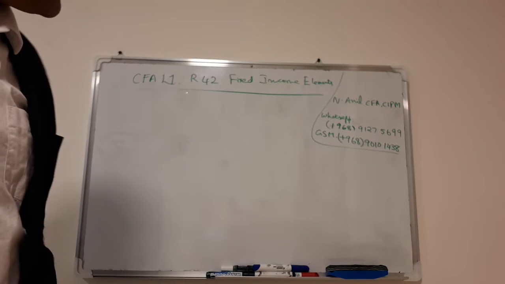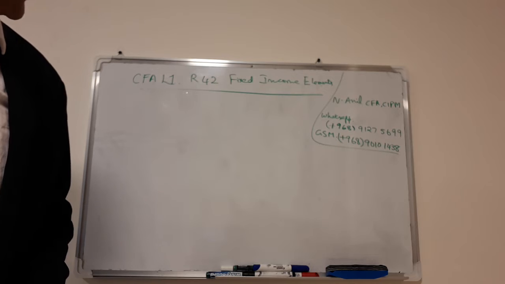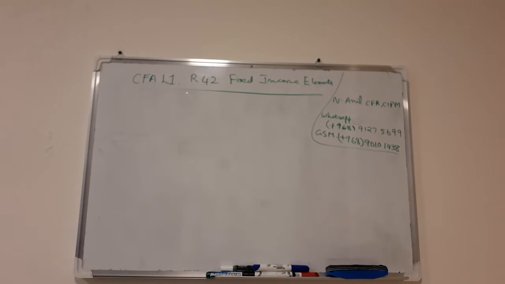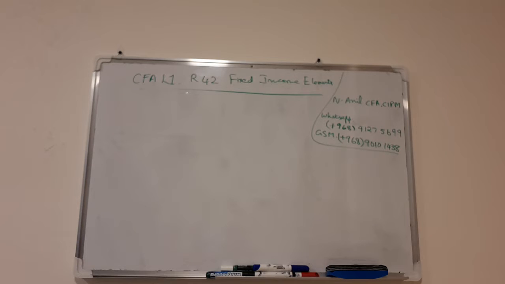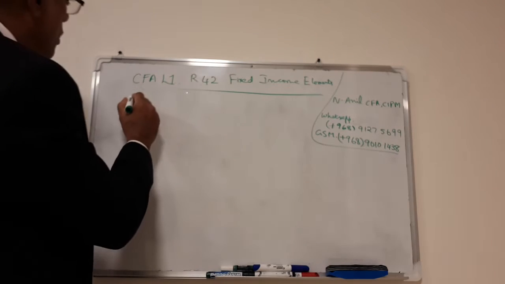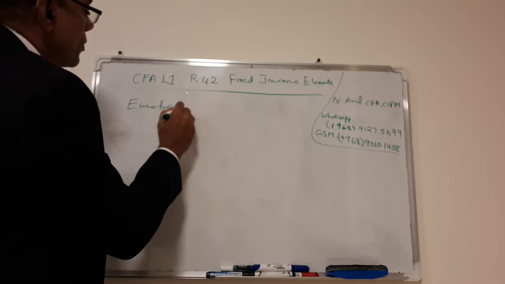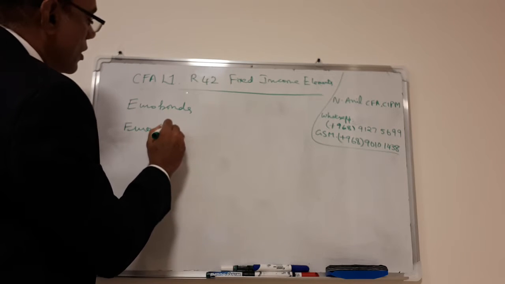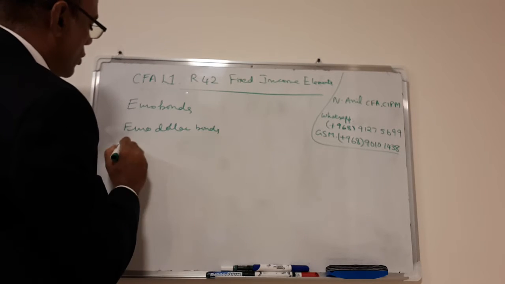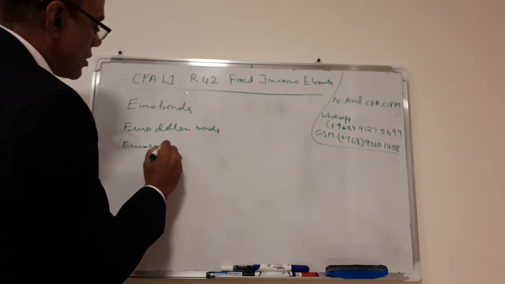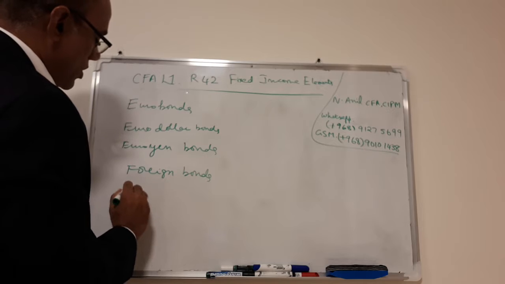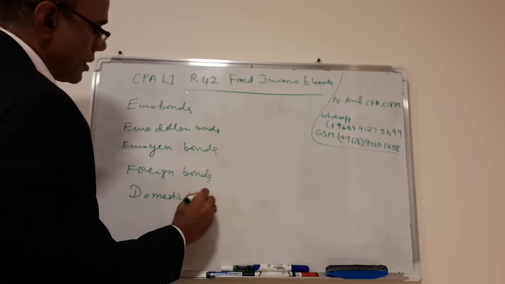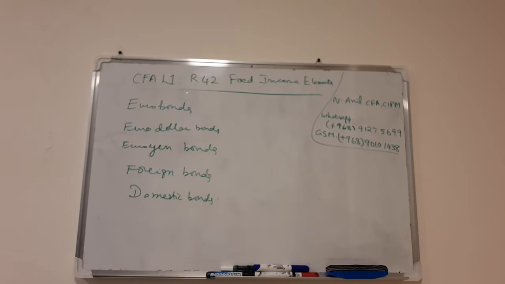Today we will go into reading 42 in CFA Level 1, which is fixed income elements. So we will look at the various types of bonds that are widely used. So we have what are called euro bonds. Then you have euro dollar bonds, and then you can also have euro yen bonds. You have foreign bonds and domestic bonds. Let us see how these are different from one another.